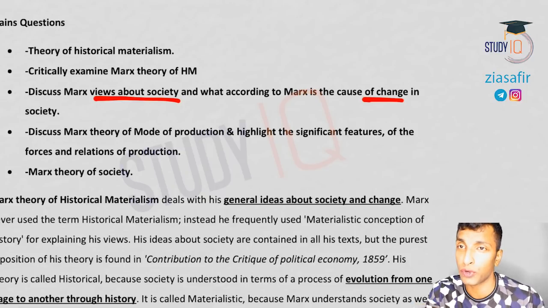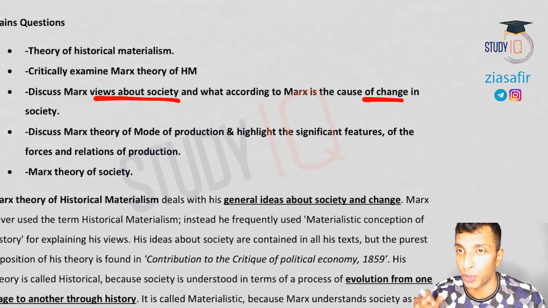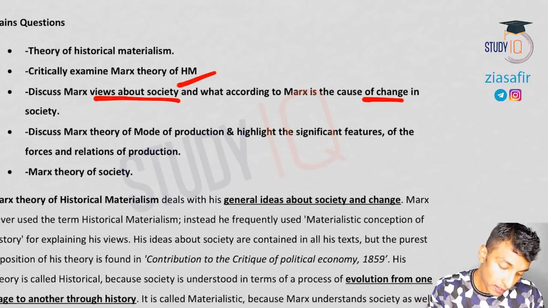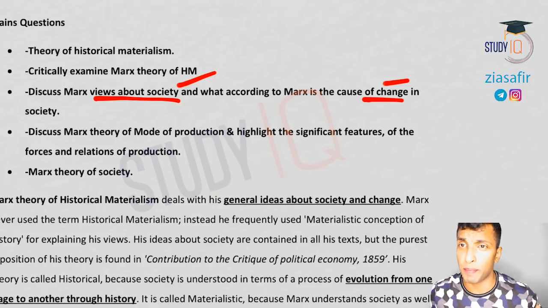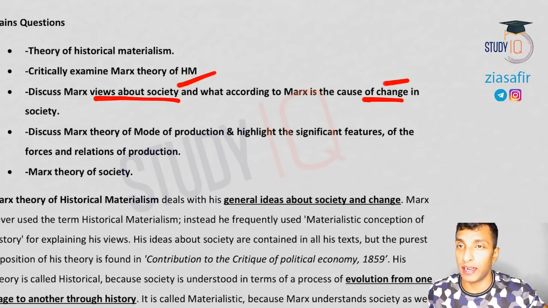So two parts are there for this theory. His idea about society is one part, and in fact that we have done yesterday. And the idea about change, that's what we are going to do today. So with this part and this part, here they have asked separately. Then discuss Marx's theory of mode of production, and highlight the significant features of forces and relations of production.